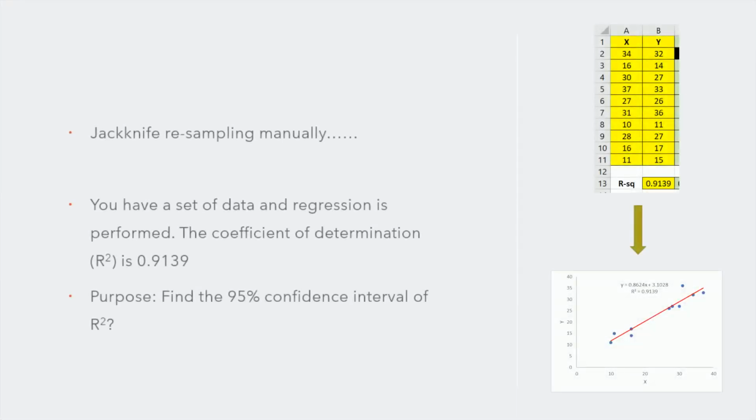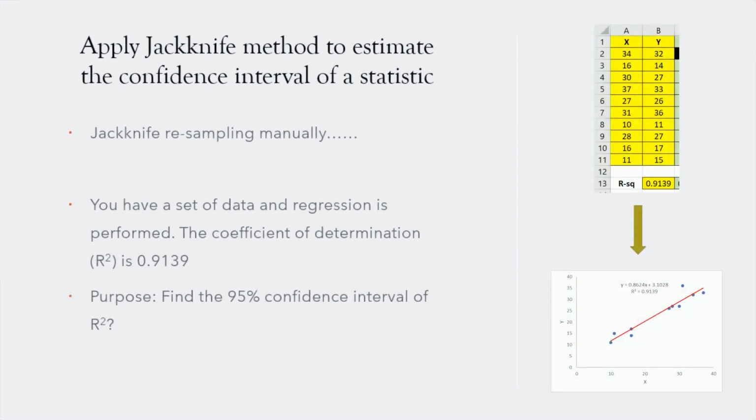Now, let us look at how we can use jackknife resampling method to estimate the confidence interval of a statistic, and in this case, the statistic is coefficient of determination, or R-square. I am going to show you how it is done manually. Using the same example as before, you have a set of data and regression is performed. The x and y values are provided and the coefficient of determination, R2, is 0.9139. The purpose is then to find the 95% confidence interval of R2.